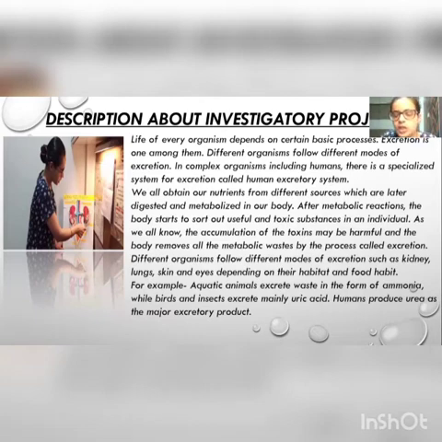For example, aquatic animals excrete waste in the form of ammonia, while birds and insects excrete mainly uric acid. So different forms of waste are there: ammonia we see in aquatic animals, birds and insects excrete mainly uric acid, and humans produce urea as a major excretory product.